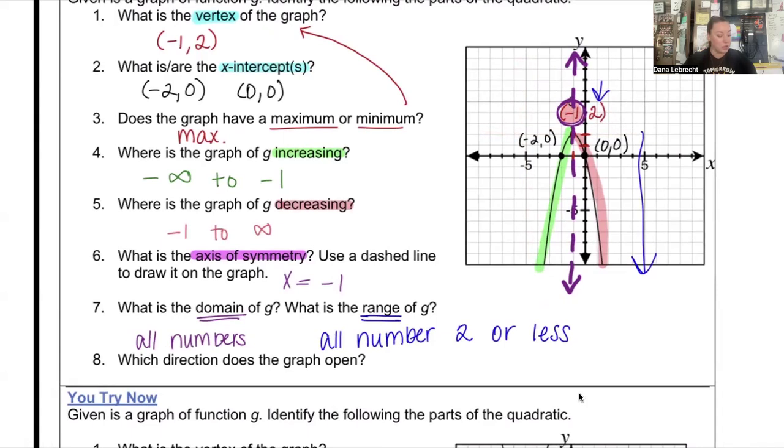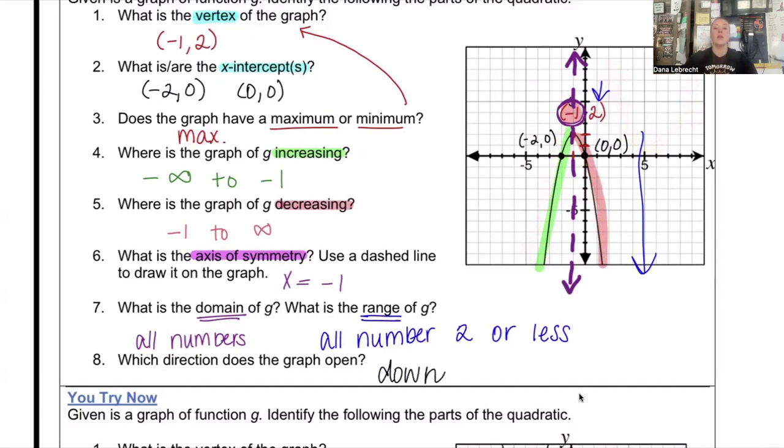And then our last question, which direction does the graph open? So we're either going to be opening up like we did in our last question, or we're going to be opening down. So in this case, our graph opens down.